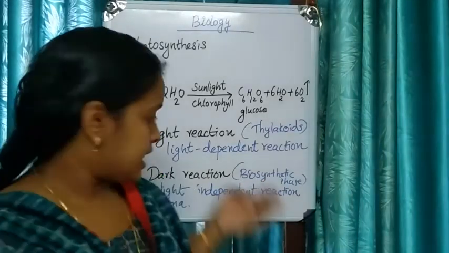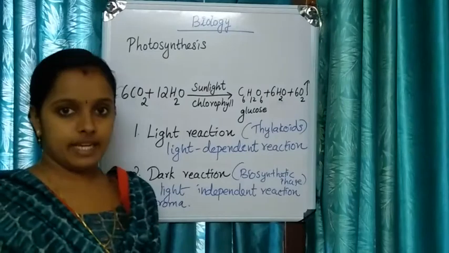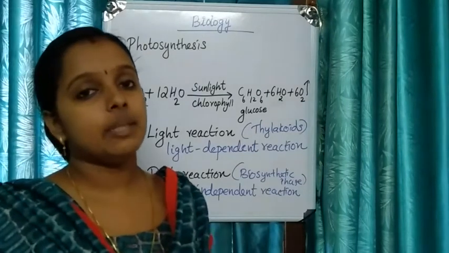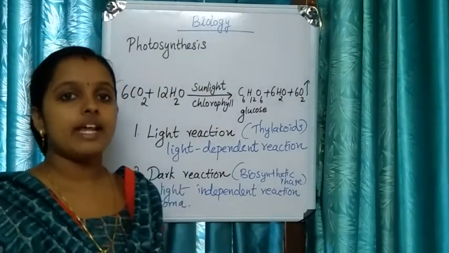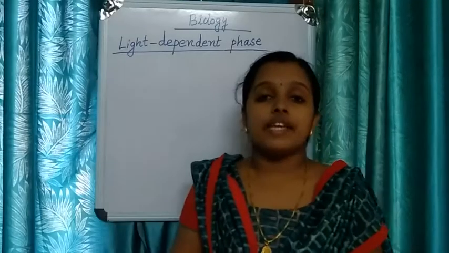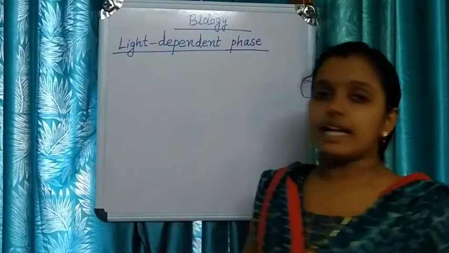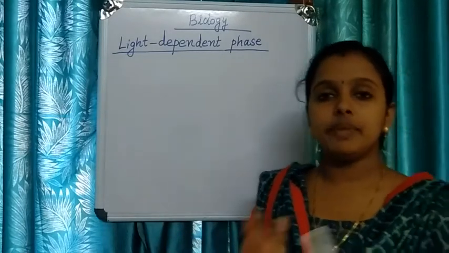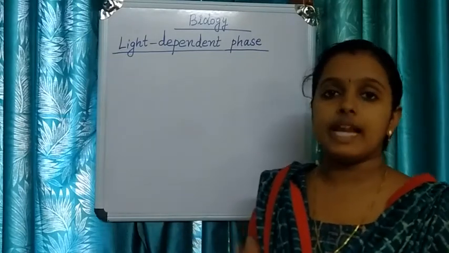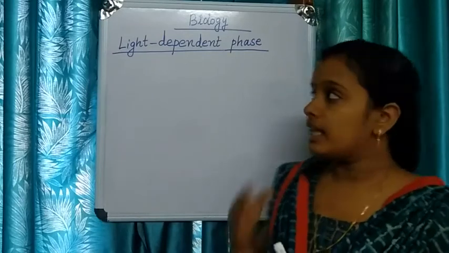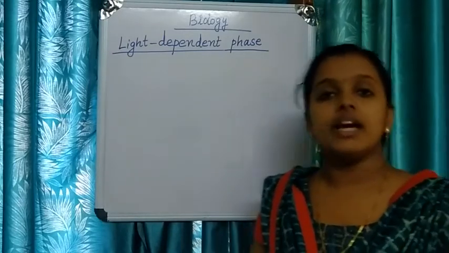So we can discuss each step in detail. First one is light dependent reaction or light reaction. The first phase is known as the light dependent phase. In this light dependent phase, light plays the key role. That's why it is light dependent reaction.